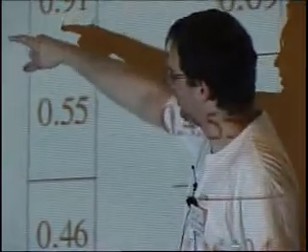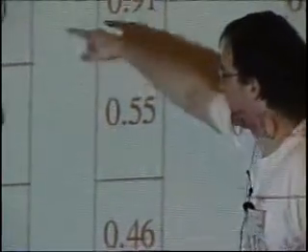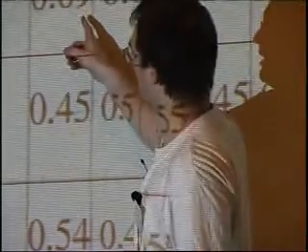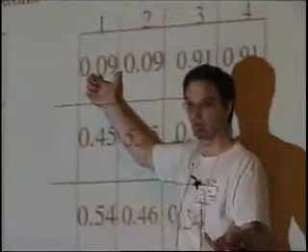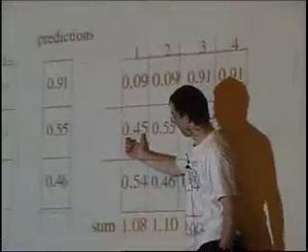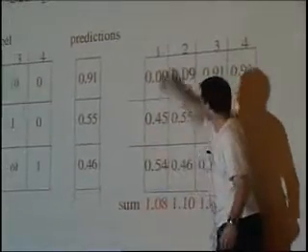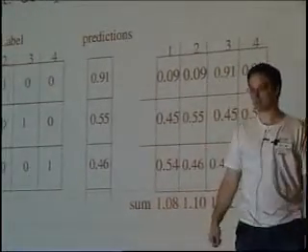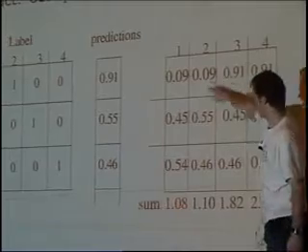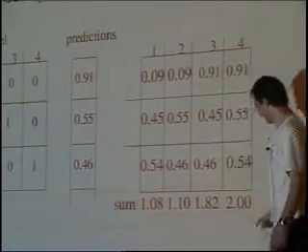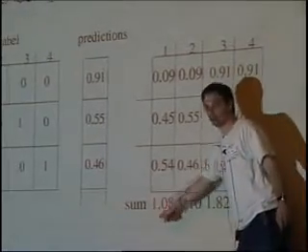So if we get these probabilistic predictions for these binary problems here, then the distance, let's see, 1 would imply that it's either 1 or 2 always. So 0.91 is 0.09 away from that, and 0.45 away, and 0.54 away. You sum it up, you get 1.08. You do this for each of the columns, and you get different numbers, and you pick the minimum.